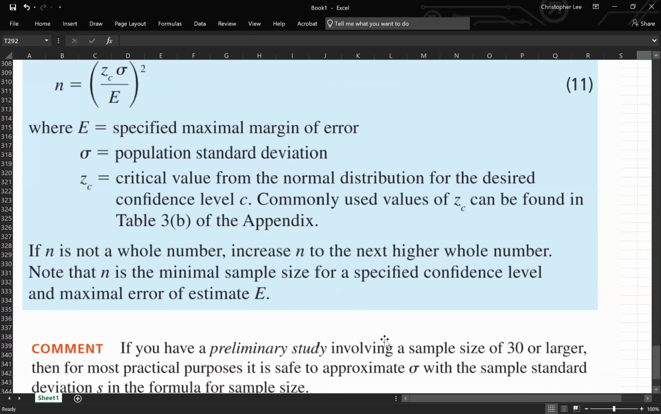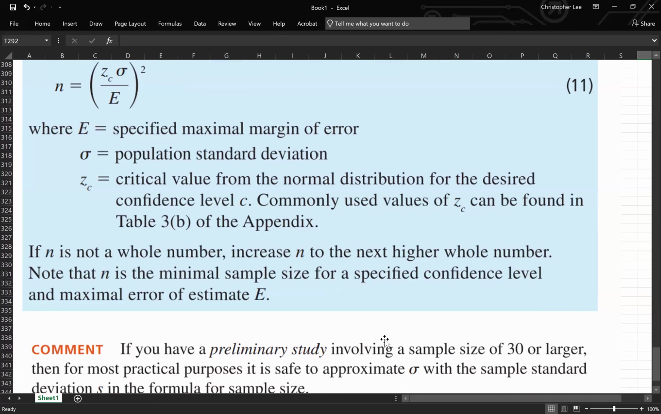Now, what do you mean when you say note that n is the minimum sample for a specified confidence level and maximal error of estimate? Is it repeating itself? Because I'm getting confused. It is, yeah. So basically, this n that we're finding, the sample size, is the smallest sample that I need to contain the population mean, right?